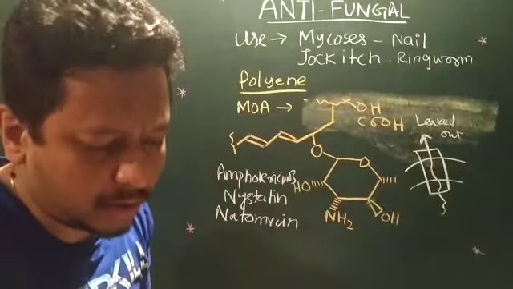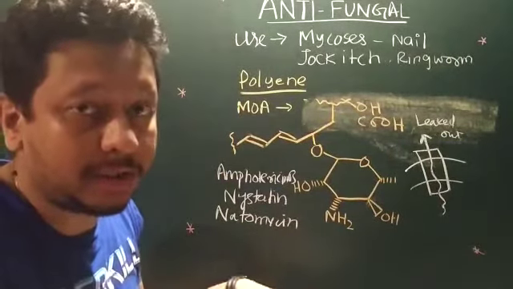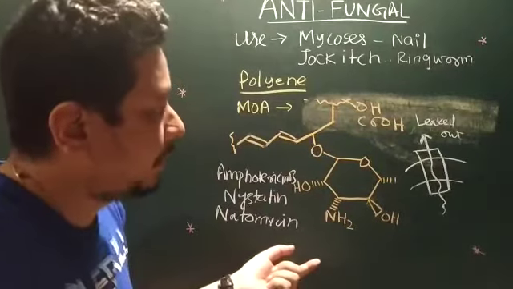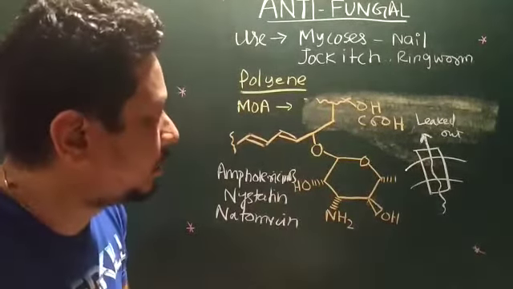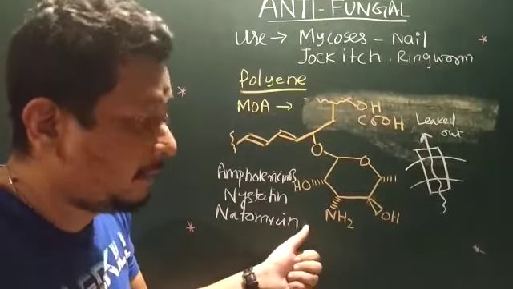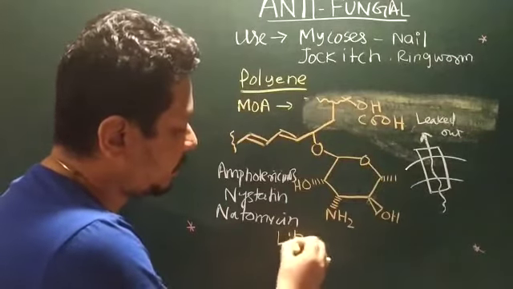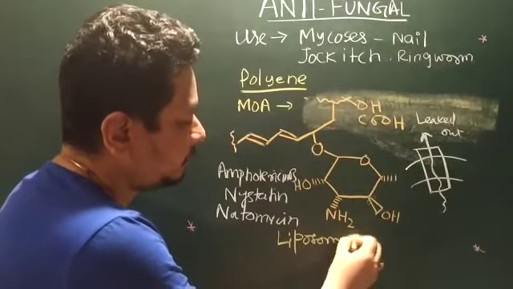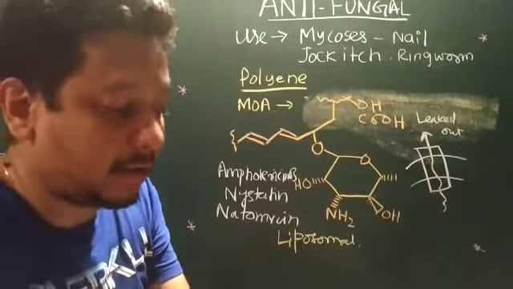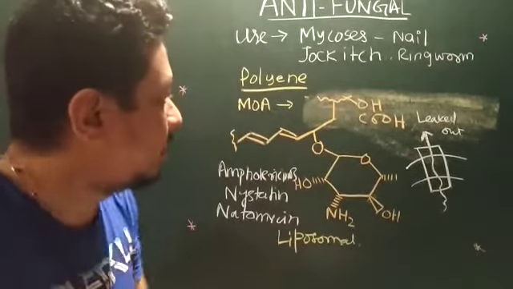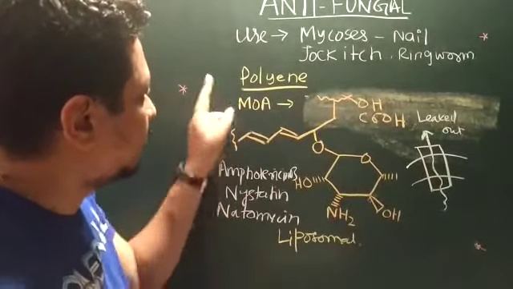Okay. So what are the side effects of this? It is especially nephrotoxic when it is given IV. Otherwise orally it is not that active, being a large molecule. If it is given IV, it causes nephrotoxicity. So that's why we prefer liposomal suspension for amphotericin B or any polyene antibiotic. Of course, most of the side effects lie with amphotericin B. Okay, this is the first class, polyene.